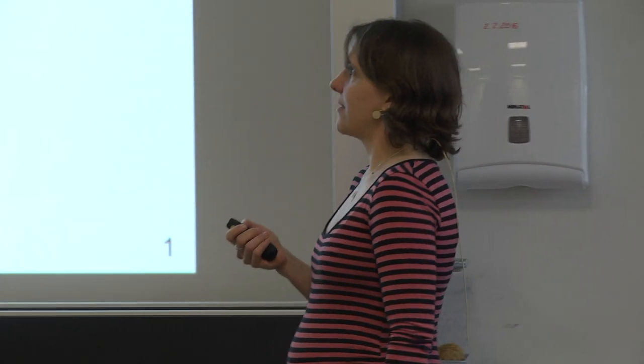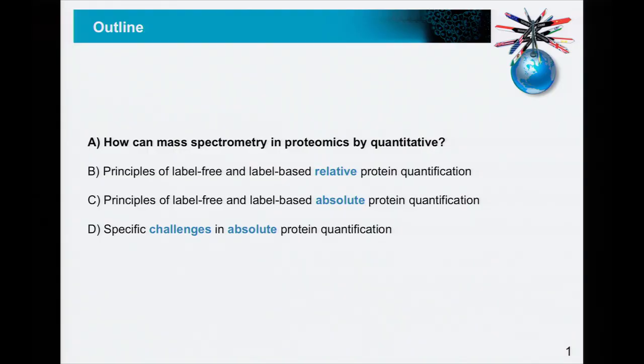Good, so how can mass spectrometry be quantitative at all? Or in other words, why is it beneficial to generate quantitative data, and why is it often not sufficient just to qualitatively describe which proteins are present in a sample?